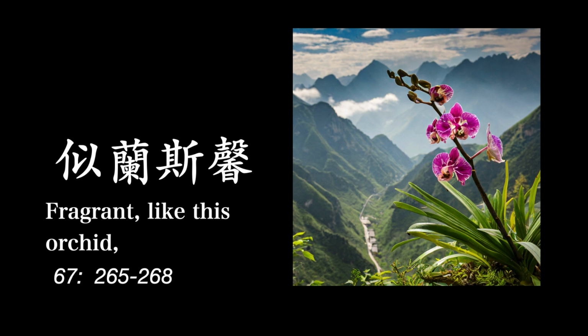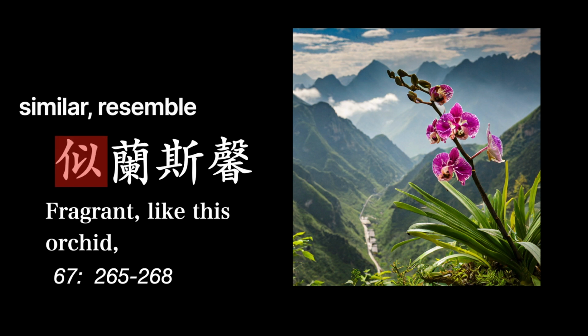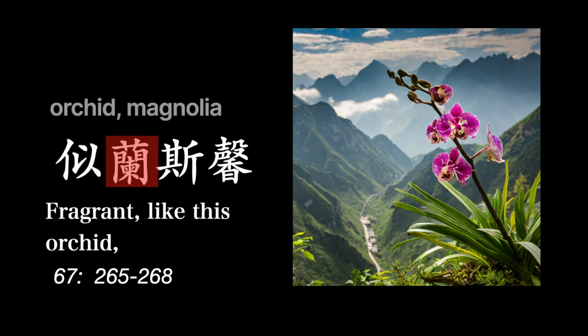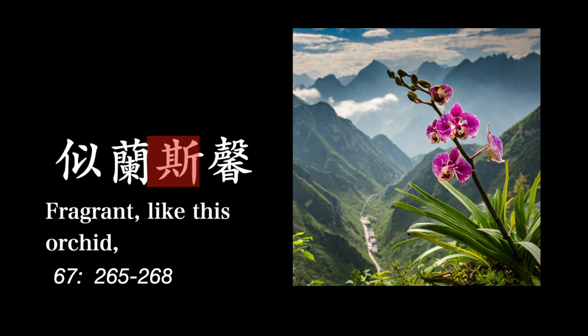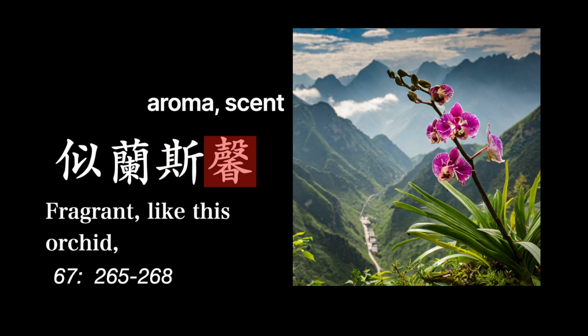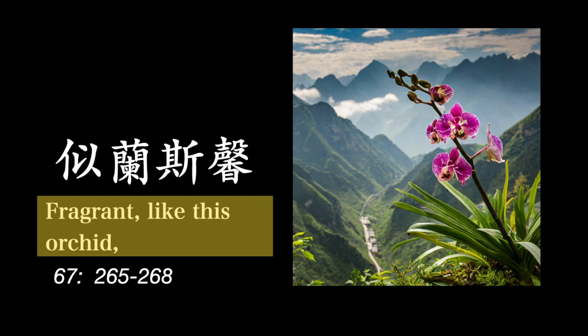Let's look at line 67 character by character. The first character here means similar or to resemble. The next means orchid or possibly magnolia. The third character here means this or here or thus. The last one here means aroma or scent. The translation reads, fragrant like this orchid.